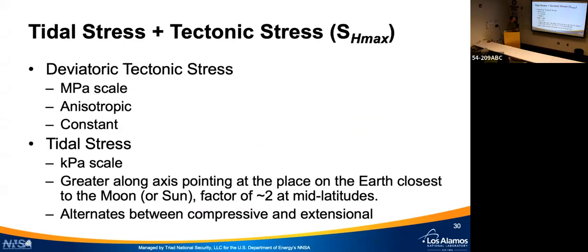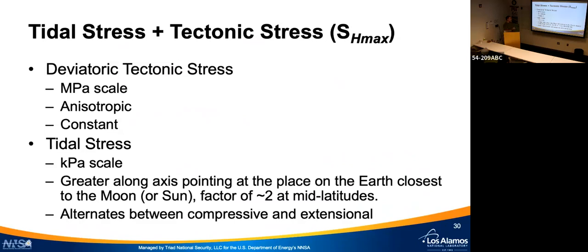So if we think about the deviatoric part of the tectonic stress, it's on a megapascal scale. We don't necessarily always know what the magnitude is. We often know the orientation, but it's probably a few megapascals, maybe tens of megapascals. It's almost always anisotropic in the Earth. So there's always a direction of maximum horizontal compression, usually denoted SH max, and then SH min would be the opposite of that. And it's constant over the time scales that we're talking about here.